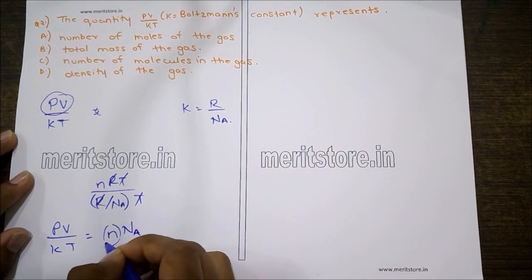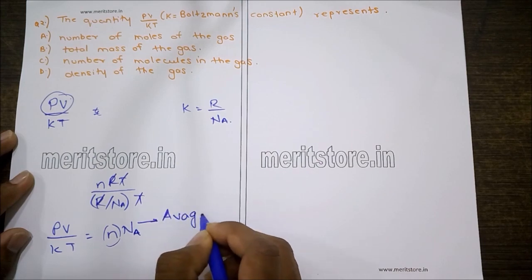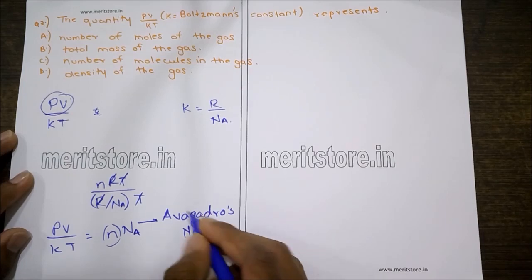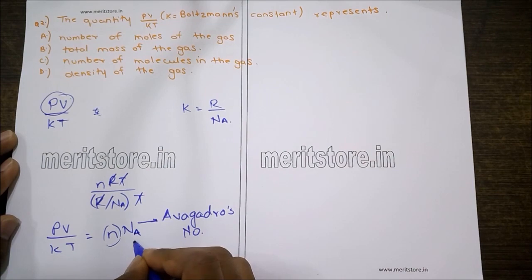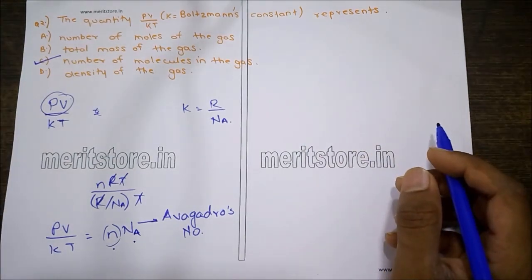Now n is the number of moles and Na is the Avogadro's number. So Avogadro's number represents the number of molecules in each mole. So number of molecules in each mole into the number of moles gives the number of molecules in the entire gas. Hence option C is the correct answer.